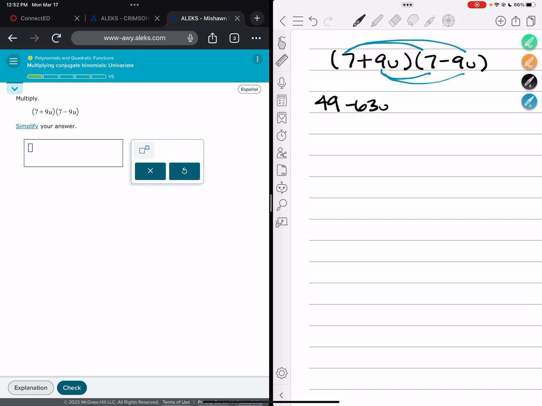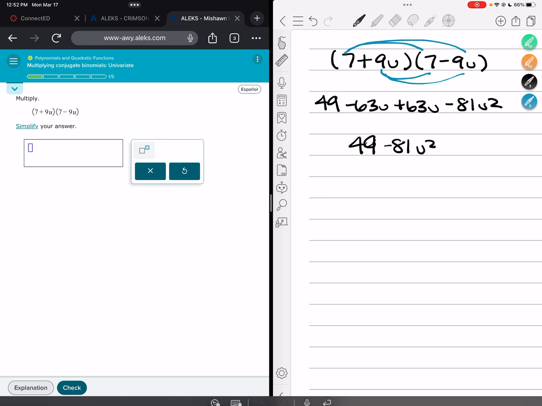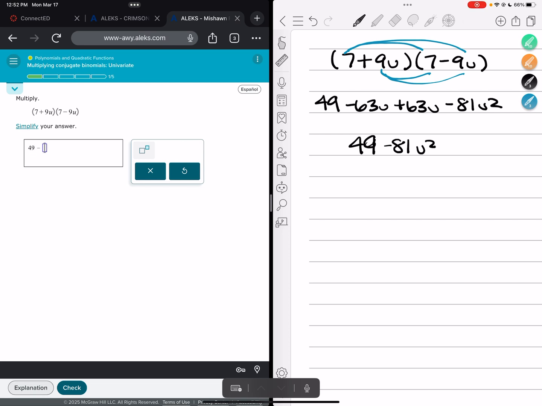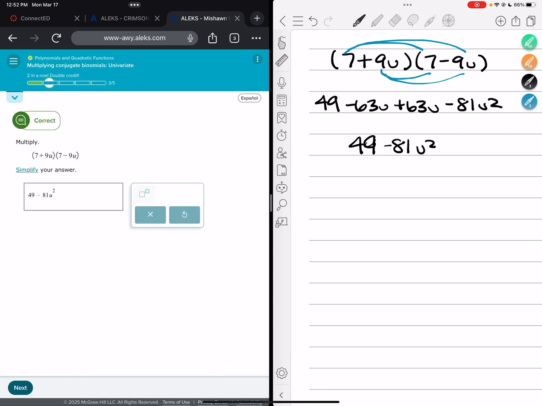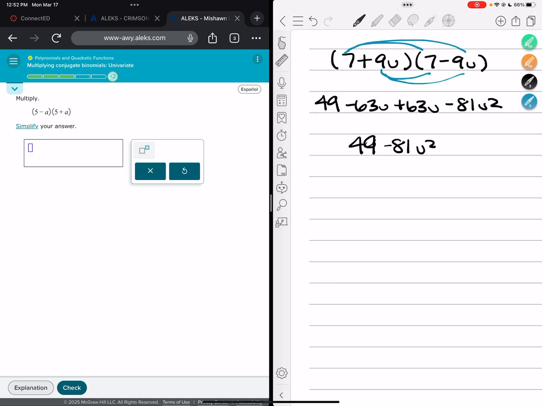Then doing the same thing with the 9u, I go 9u times 7, which is plus 63u. And then 9u times negative 9u gets me negative 81u squared. Again, we can see when we combine like terms, these middle two cancel each other out because one's negative and one's positive, and they're the exact same. So I get 49 minus 81u squared, which is what I can put right here.